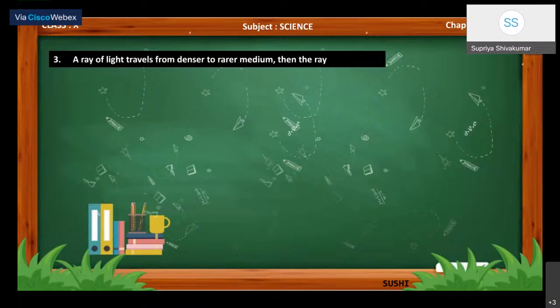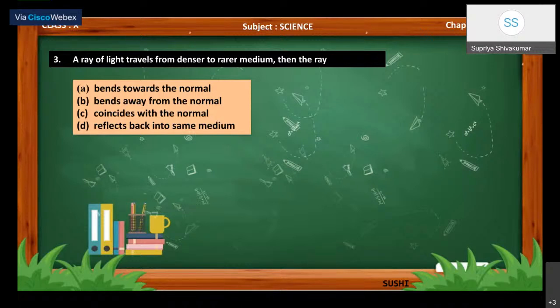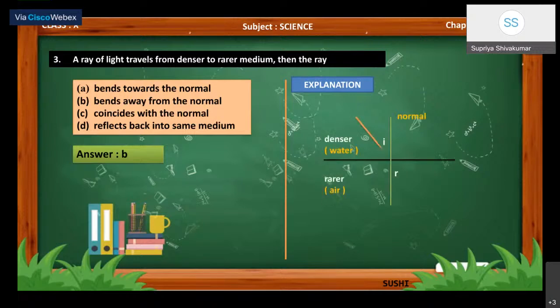This is a pretty straightforward question. A ray of light travels from denser to rarer medium, then the ray of light: bends towards the normal, bends away from the normal, or coincides with the normal. Option B, bends away from the normal. Yes. I will not be explaining this because it is pretty straightforward and I have explained it from the starting itself. So the answer is option B, it bends away from the normal when a ray of light travels from denser medium to rarer medium.